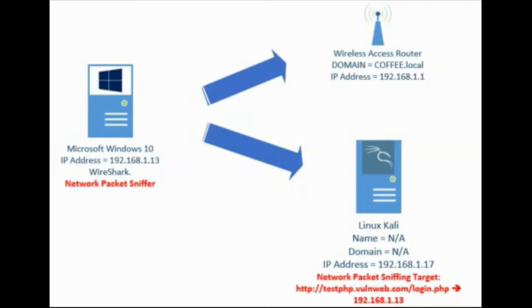The client or victim device will be the Linux Kali device. The IP address of this device is 192.168.1.17. The physical DNS device switch will be on the coffee.local domain. The IP address of this device is 192.168.1.1. The Windows 10 device will sniff all network packets on this network and intercept the network packets.